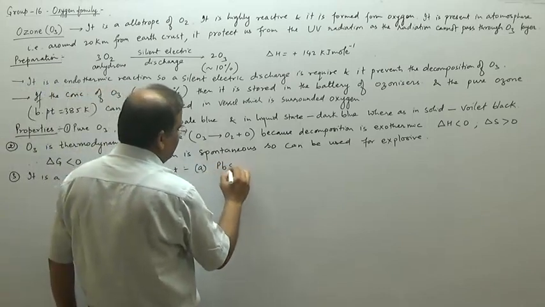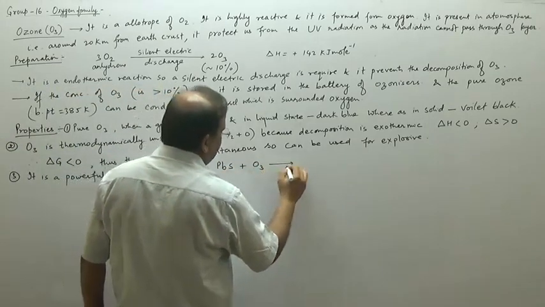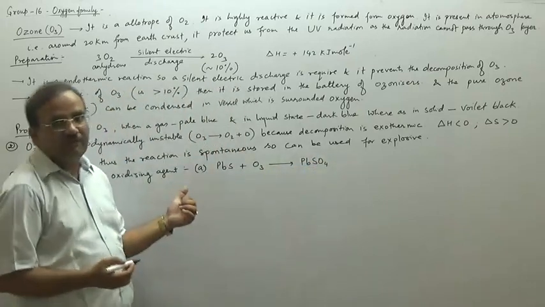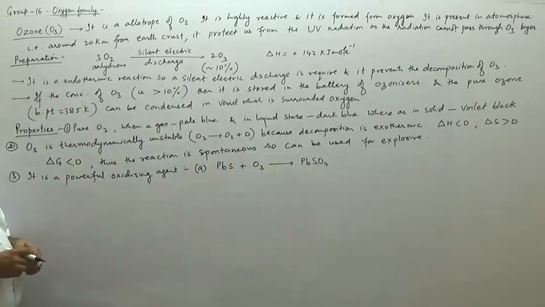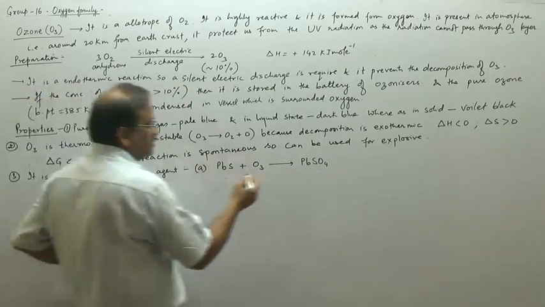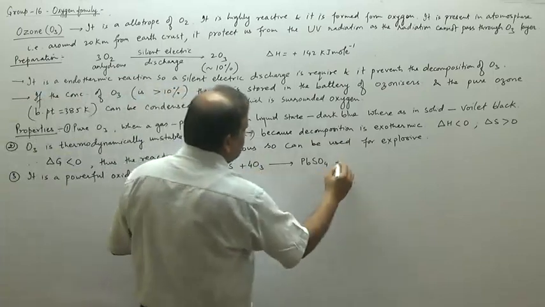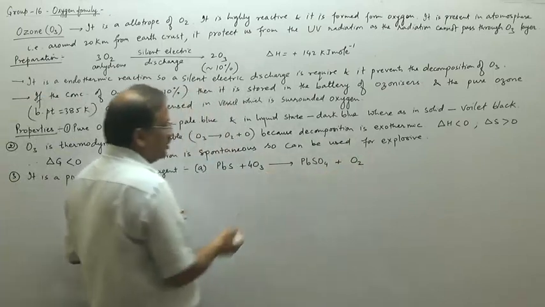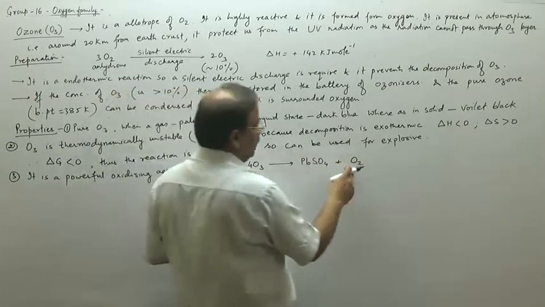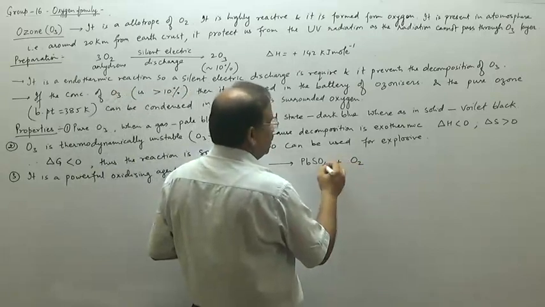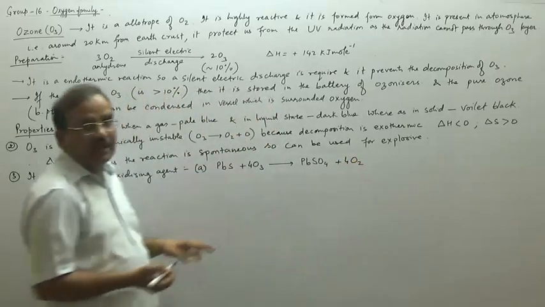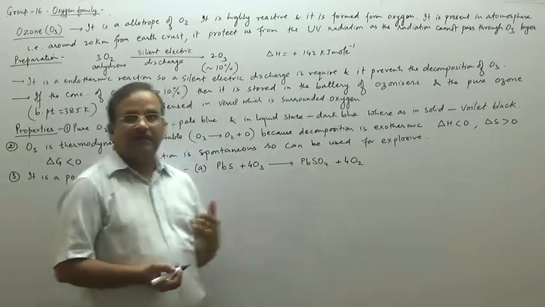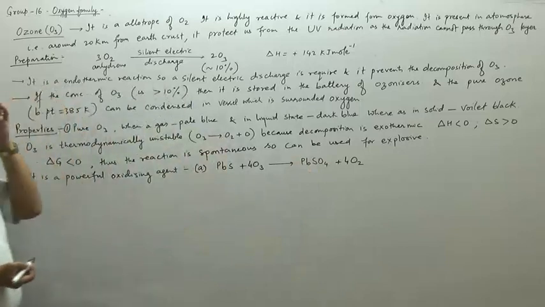If I have lead sulfide treated with ozone, then it can convert into lead sulfate. The ozone, if it reacts with lead sulfide, will get converted into lead sulfate plus O2. You can write it like this: PbS plus 4O3 gives PbSO4 plus 4O2. That is how we can write the reaction. So it is highly reactive. It acts as an oxidizing agent, and we get the reaction like this.